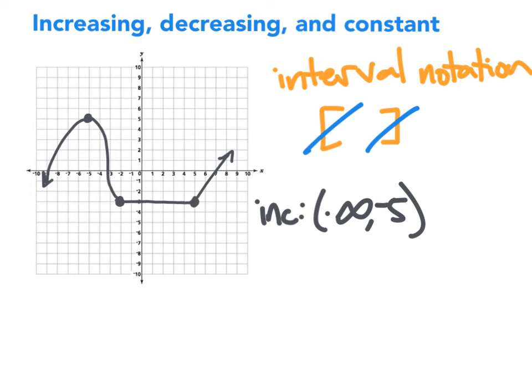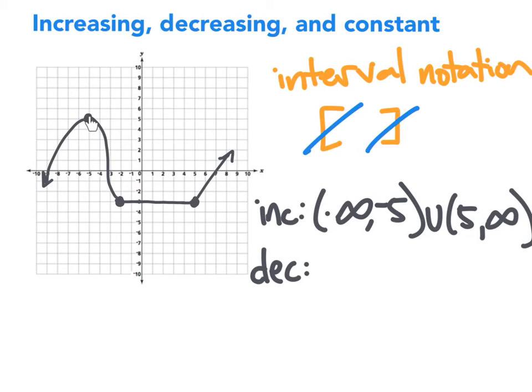And then I check, is there anywhere else that it is increasing? And yes, here at 5, it starts increasing again. So we're going to union this from 5 to infinity. It's decreasing on the interval from negative 5 to negative 2. So again, even though we're looking at whether or not the y values are going up and down, our intervals are the x values. So from negative 5 to negative 2, it is decreasing.